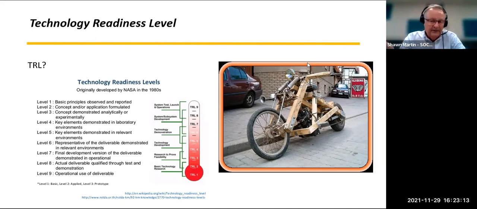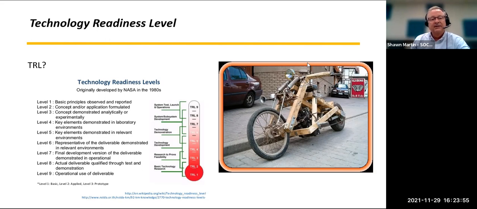So it looks like it has been operated in what I would consider a relevant environment, as a system, right? So level 5, for example, is key elements or subsystems demonstrated in a relevant environment. Level 6 is the deliverable, the complete system demonstrated in a relevant environment. So by the looks of the prototype, it would appear that it's been road tested, if you will, on the street. And so you would say, okay, it's level 6.